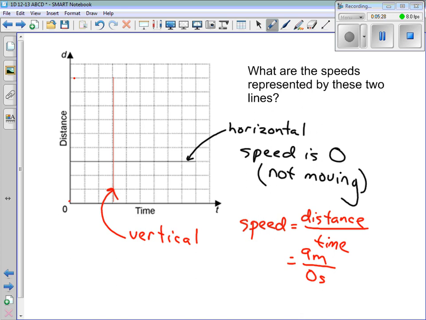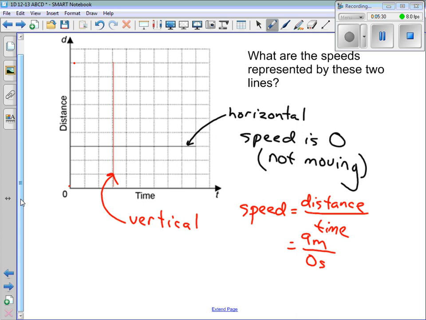Got an error. What did you get, Nicole? Yeah. You can't do this. Okay, this is impossible. And you guys knew that this was impossible when you looked at this distance time graph. There's no way somebody can move 9 meters in no time whatsoever, okay?